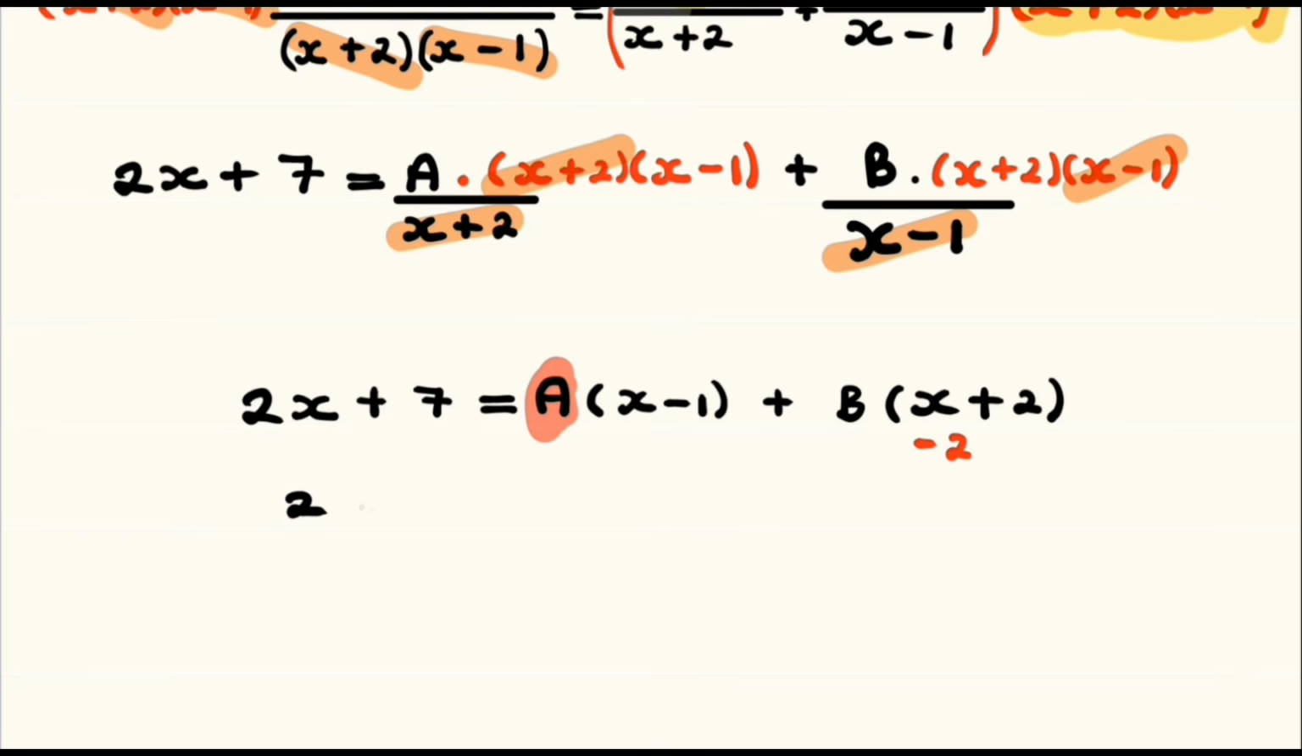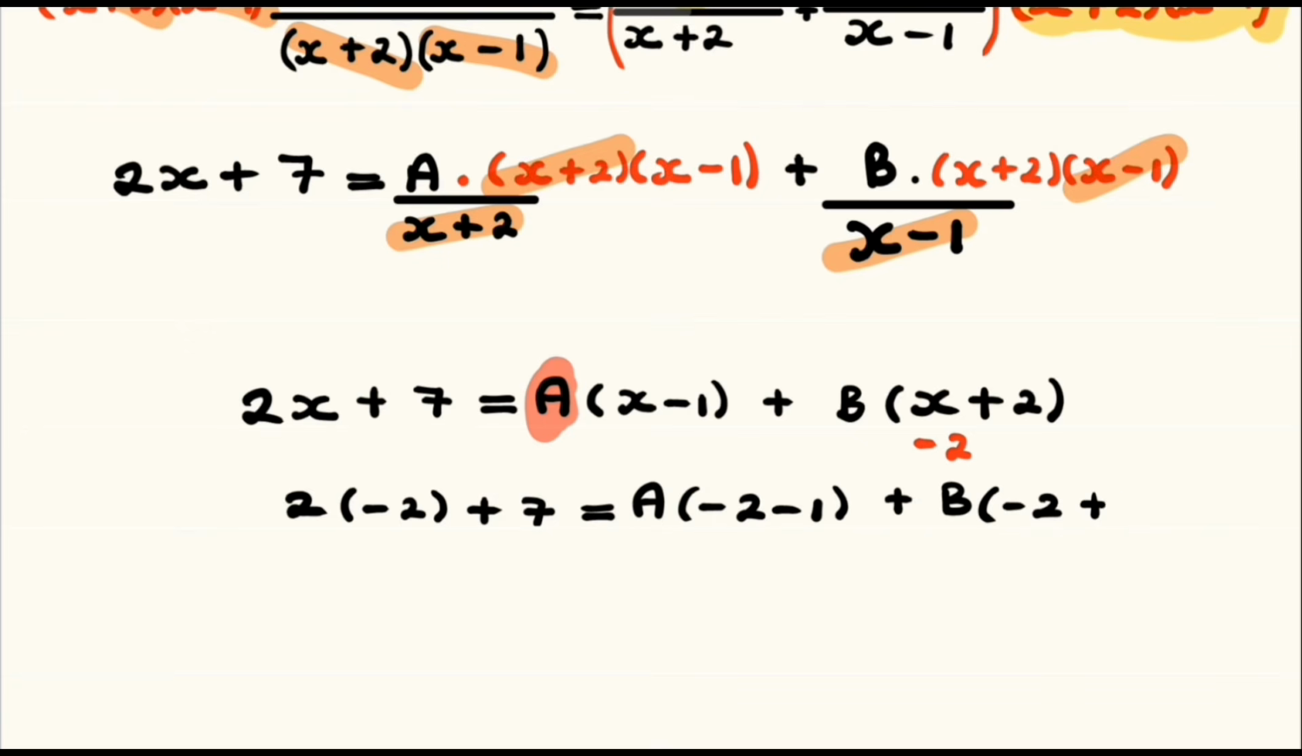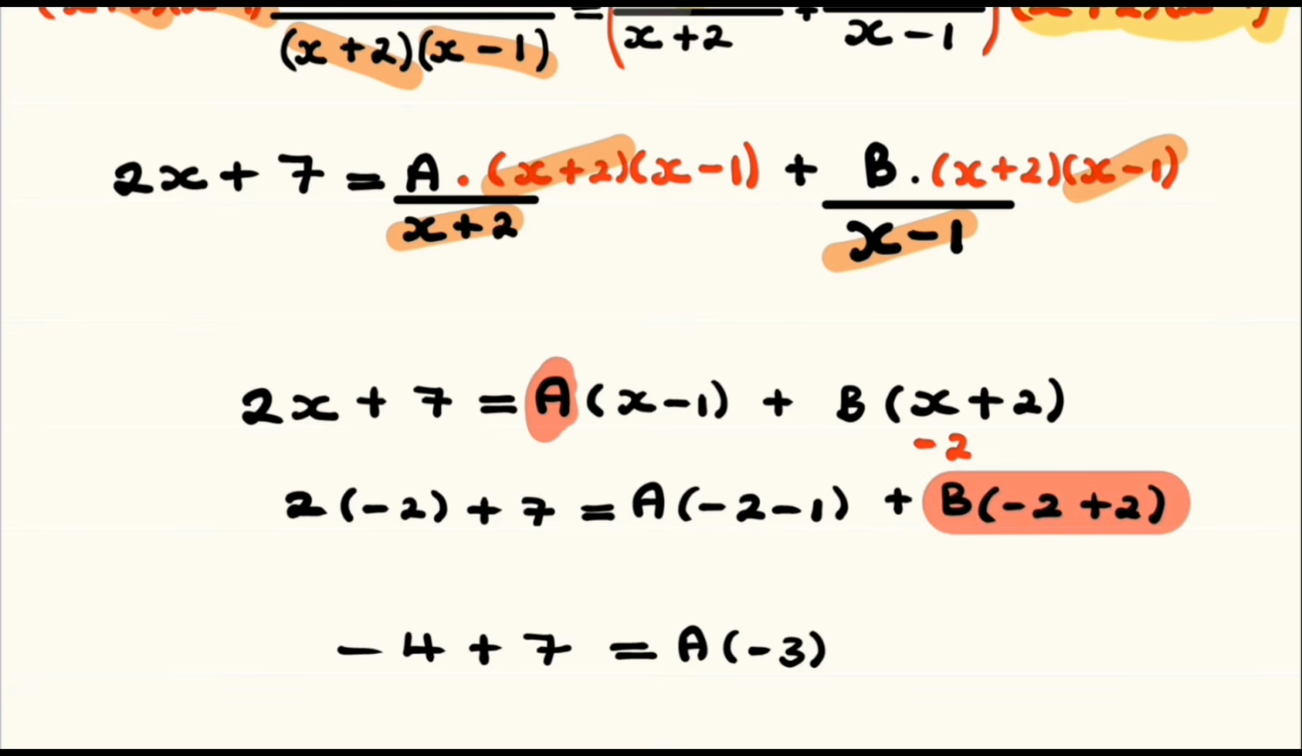So we have 2 into negative 2 plus 7 equal a into negative 2 minus 1 plus b into negative 2 plus 2. And negative 2 plus 2 is 0. 0 multiplied by b will be 0. On the left, 2 multiplied by negative 2 will be equal negative 4 plus 7 equal a into negative 2 minus 1 is negative 3. And that will cancel out because 0 multiplied by b will be 0.